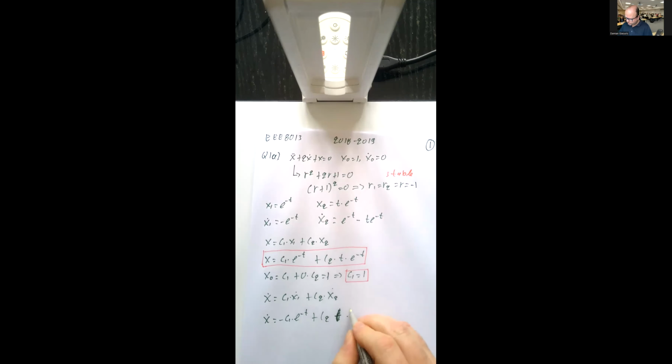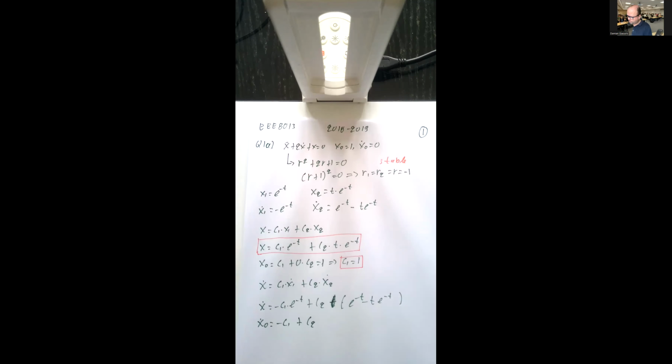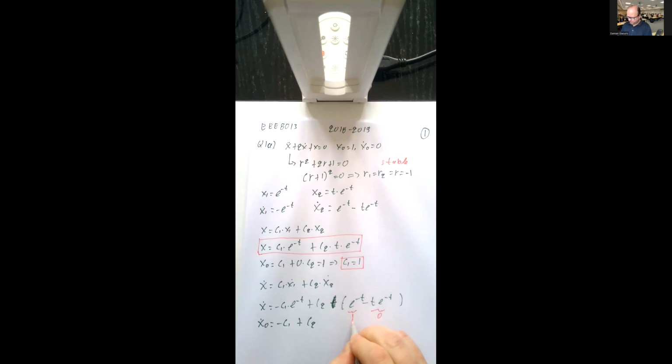This expression here, C2 times e to the minus t minus t e to the minus t. I need to evaluate this again at 0. So minus C1 plus C2. This whole thing will be 1 because this quantity here will become 0. And this is 1. Okay, so this will be C2 times 1 equals 0, which of course means that C1 will be equal to C2, which of course means that C2 will also be 1.